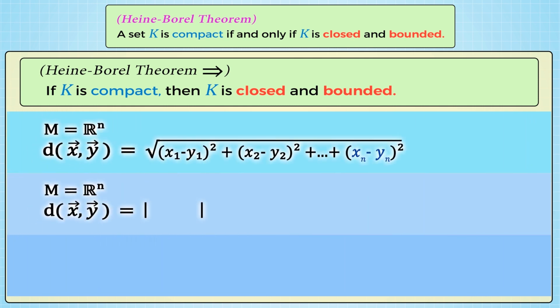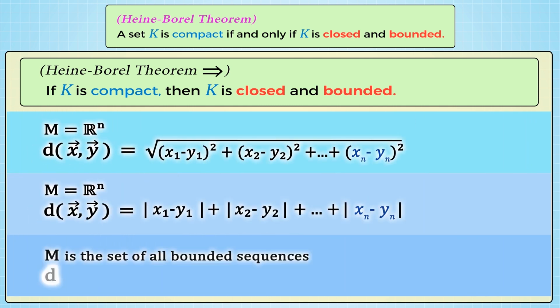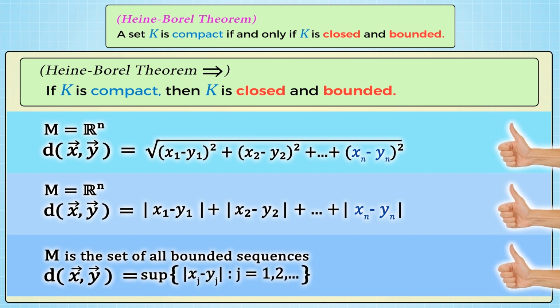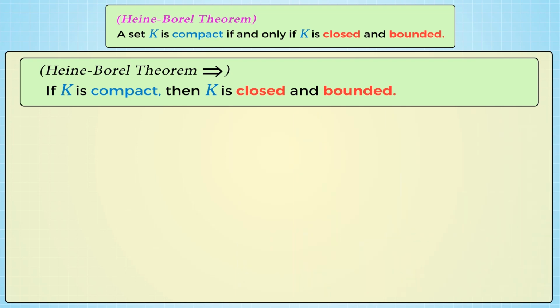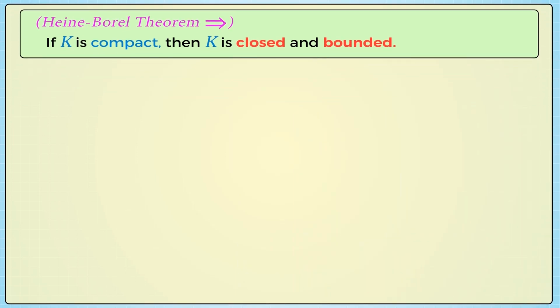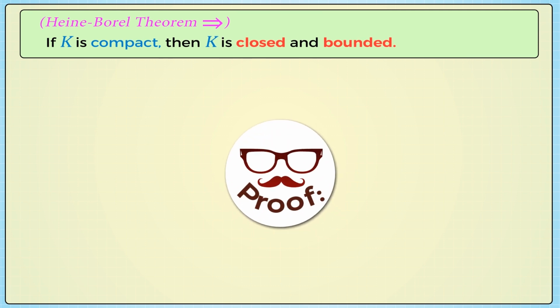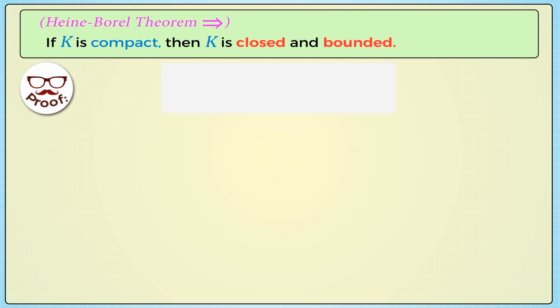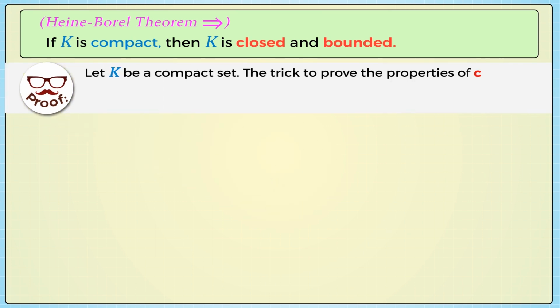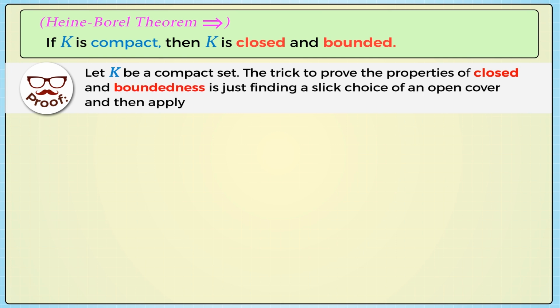Note that, in fact, the forward direction is true in any metric space. Heine-Borel theorem, forward direction. If K is compact, then K is closed and bounded. Proof. Let K be a compact set. The trick to prove the properties of closed and boundedness is just finding a slick choice of an open cover and then applying compactness of K.